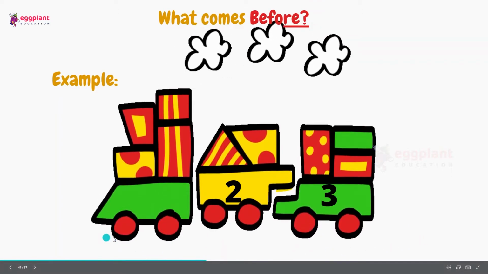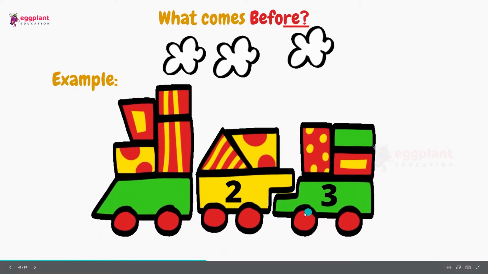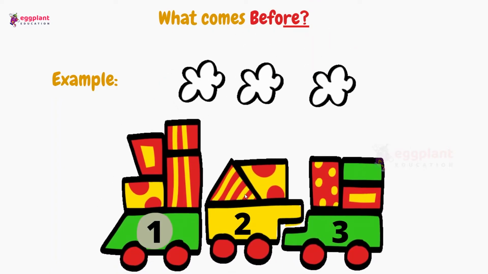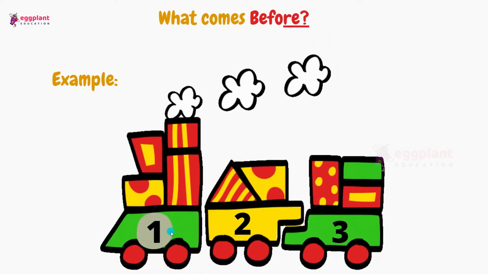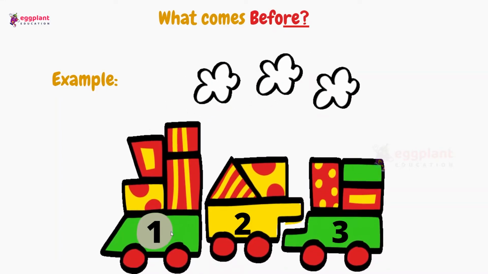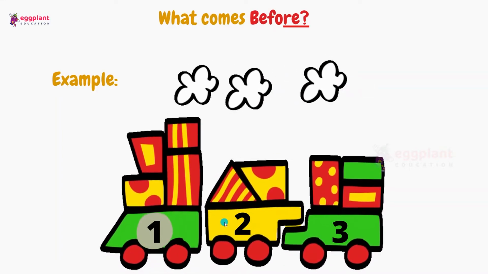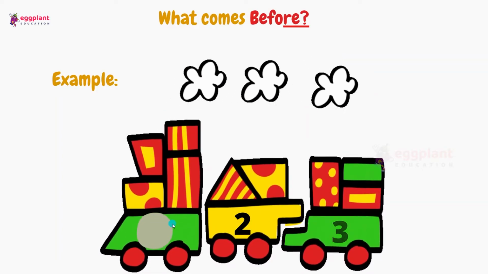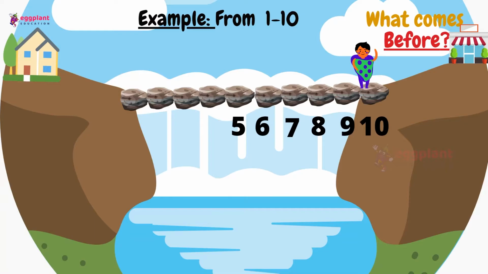We have to use the backward counting. Okay? 3, 2. What comes next? It's 1. Yes. And look at this. The before number is always one number lesser than the previous number. And we also use the backward counting. So it is 1.